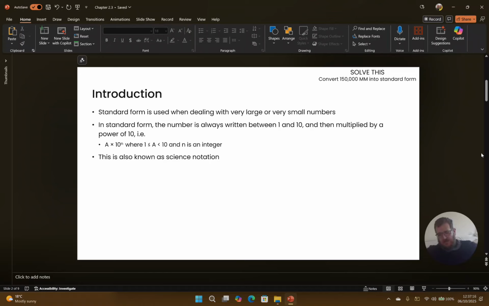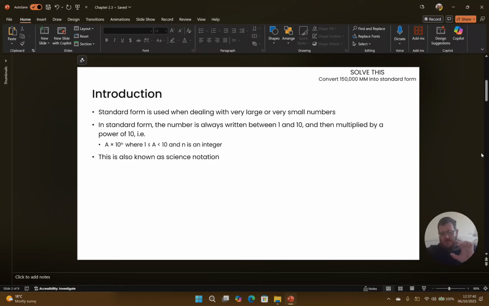In standard form, the number is always written between 1 and 10 and then multiplied by a power of 10, or divided if you're going to the left. You get the gist.